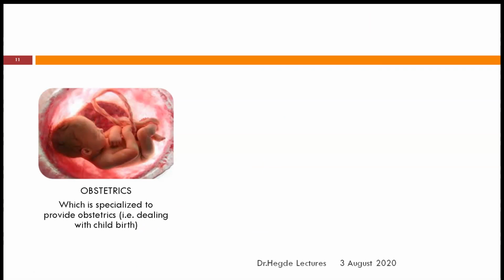So now we will try to understand one by one the maternity hospital and the different kinds of services which are given there. Under maternity hospital, we have seen the three types, and coming to obstetrics, which is specialized to deal with childbirth, the dealing with childbirth is called obstetrics.